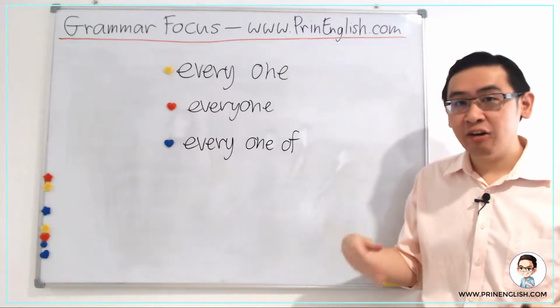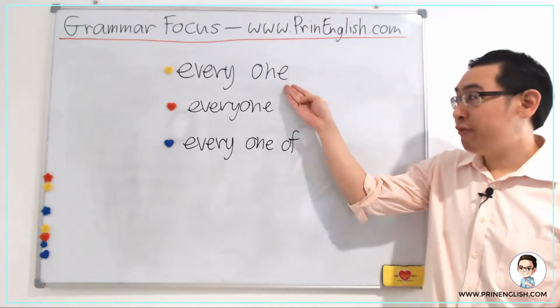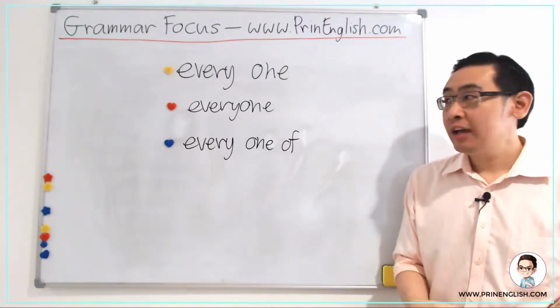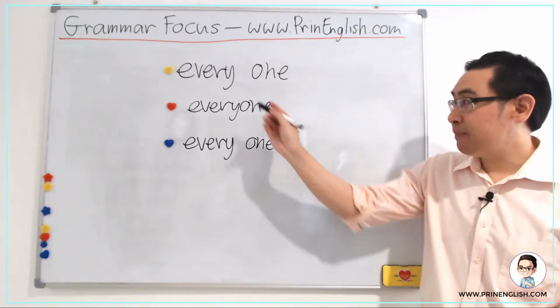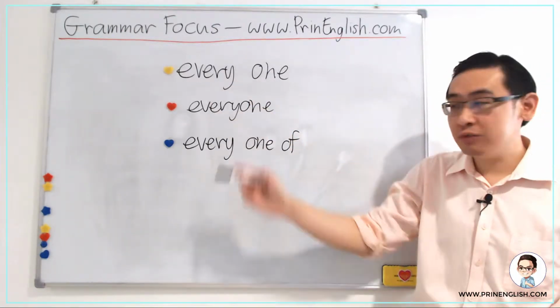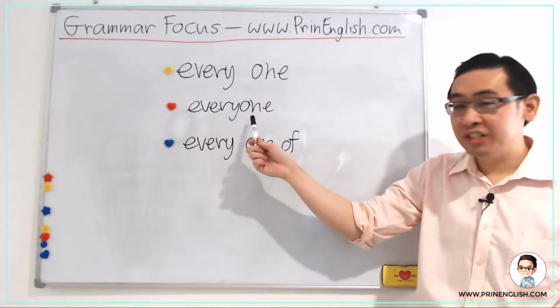As you can see, they are all pronounced very similarly. Everyone, everyone, and everyone of. Basically, the difference is the space between every and one in the first word and this one. The two words are connected.